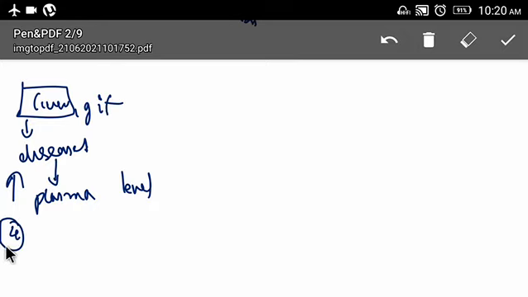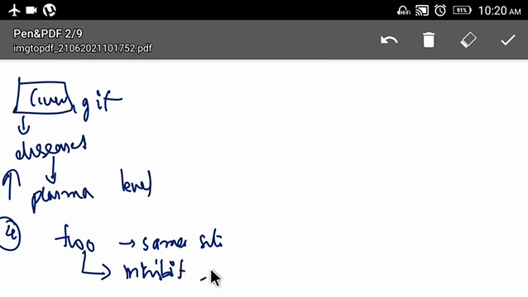And the fourth point is, if two drugs are competing for the same sites of first pass metabolism, then when these two drugs are given concurrently, they inhibit each other. When you give these two drugs simultaneously, they will inhibit each other. This is about first pass metabolism.